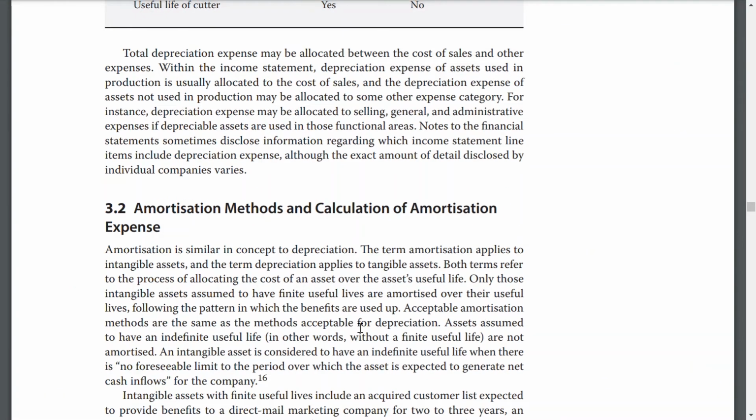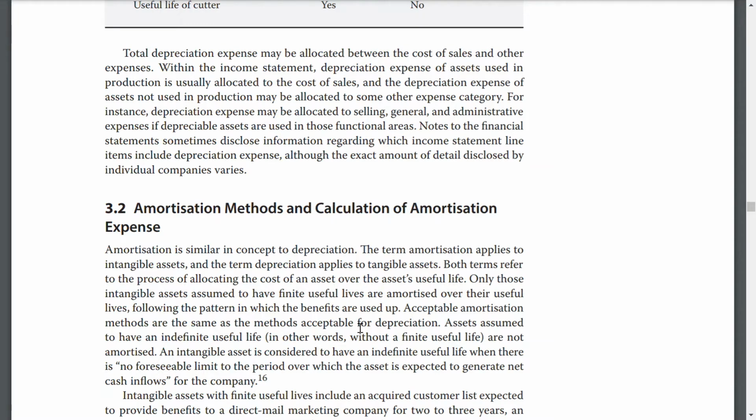The following example illustrates the depreciation of components of an asset. Total depreciation expense may be allocated between the cost of sales and other expenses within the income statement. Depreciation expense of assets used in production is usually allocated to cost of sales, and depreciation expense of assets not used in production may be allocated to some other expense category. For instance, depreciation expense may be allocated to selling, general and administrative expenses if depreciable assets are used in those functional areas. Notes to the financial statements sometimes disclose which income statement line items include depreciation expense, although the exact amount of detail disclosed by individual companies varies.